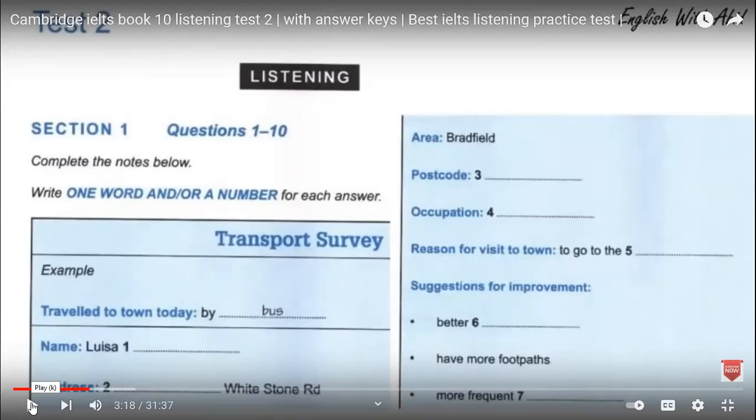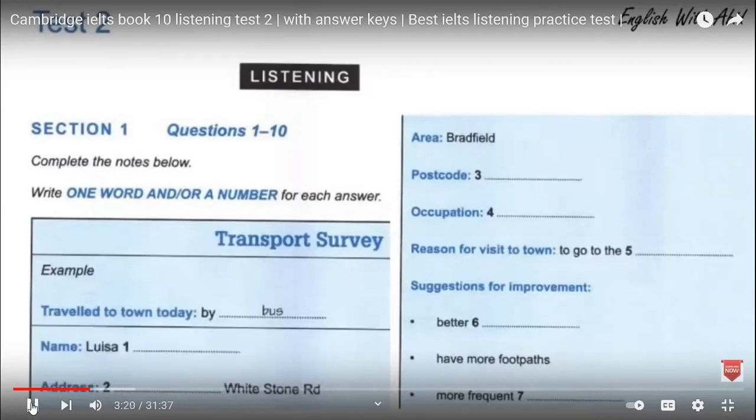Okay. What is the information for 2? 19 Whitestone Road. 90 or 19? What do you say? 19. 19 is the correct answer. So those who think it will be 19, you should get 1 point here. So let's go forward.